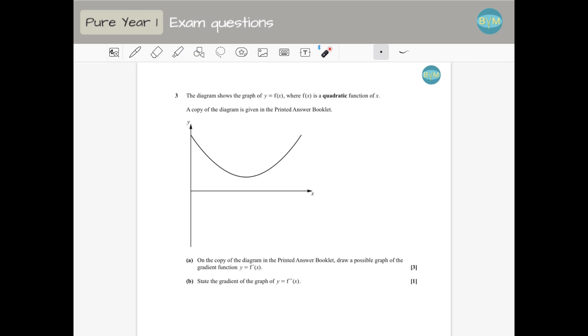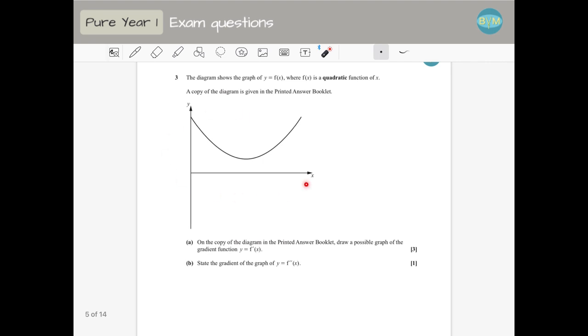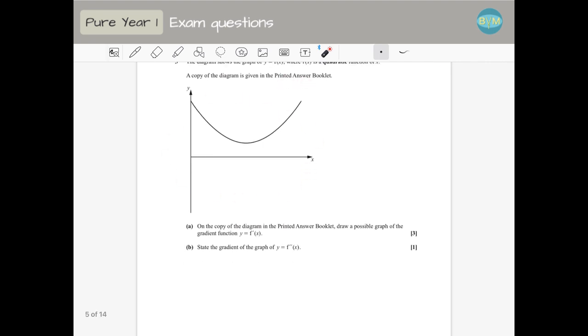Hello, this is question 3 on your OCR paper 1 from the AES papers in June 2023. We have a diagram that shows a quadratic, this one, and you have the same drawing in the answers booklet, but we don't need that. We are going to do it here. We have to draw a possible graph of the gradient function y equals f'(x). So this is f(x) and we have to represent the derivative.